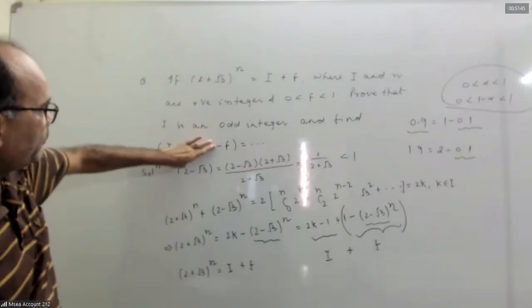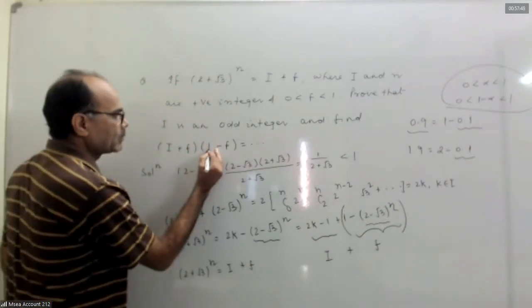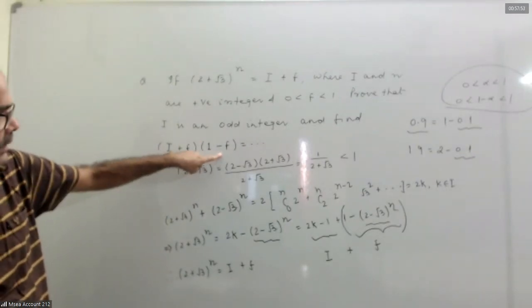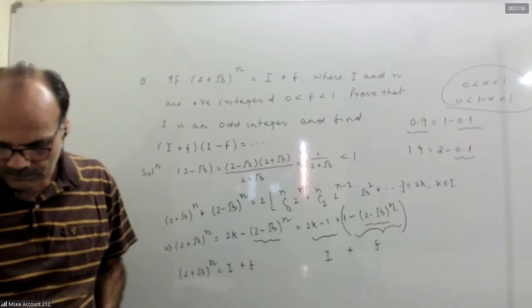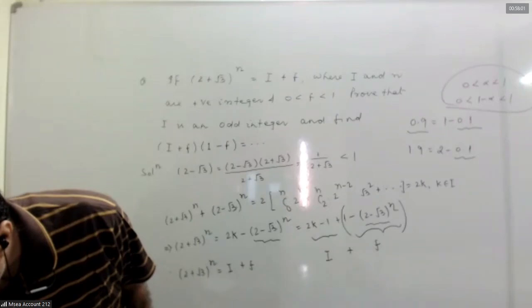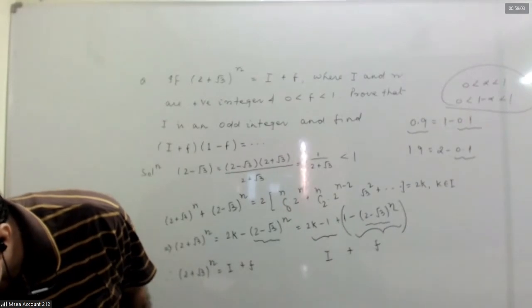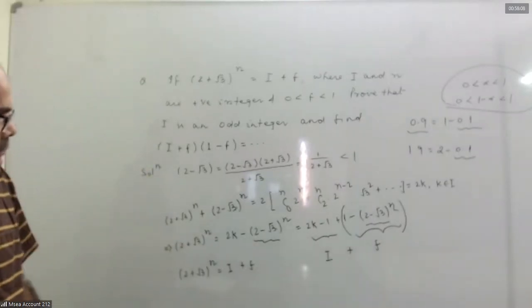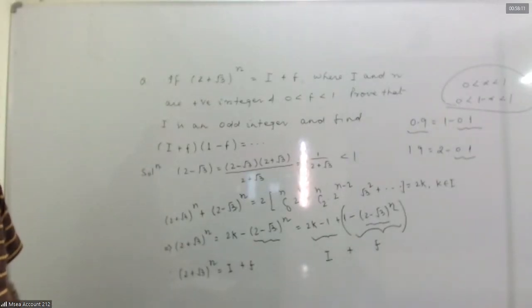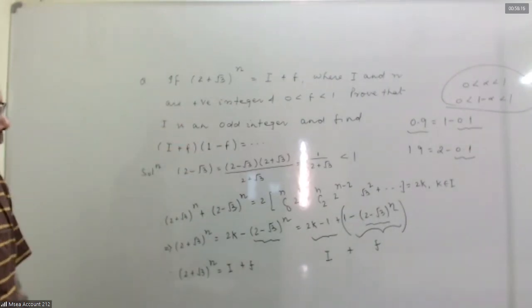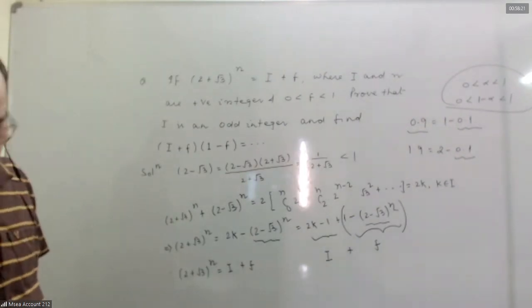And this is not I minus f, this is 1 minus f. Here it is 1 minus f. Change it. What is that value? I plus f into 1 minus f. 1. Correct.